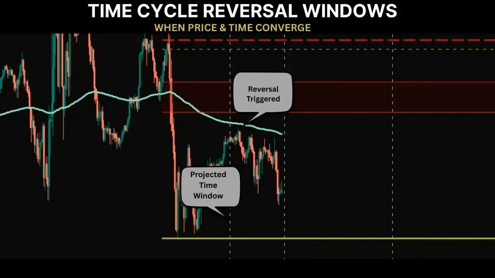Markets move not only in price but in time. The Institutional Pivot Matrix projects time cycle reversal windows, identifying when price is most likely to change direction. When price enters a structural zone and aligns with a projected time window, reversal probability increases significantly.